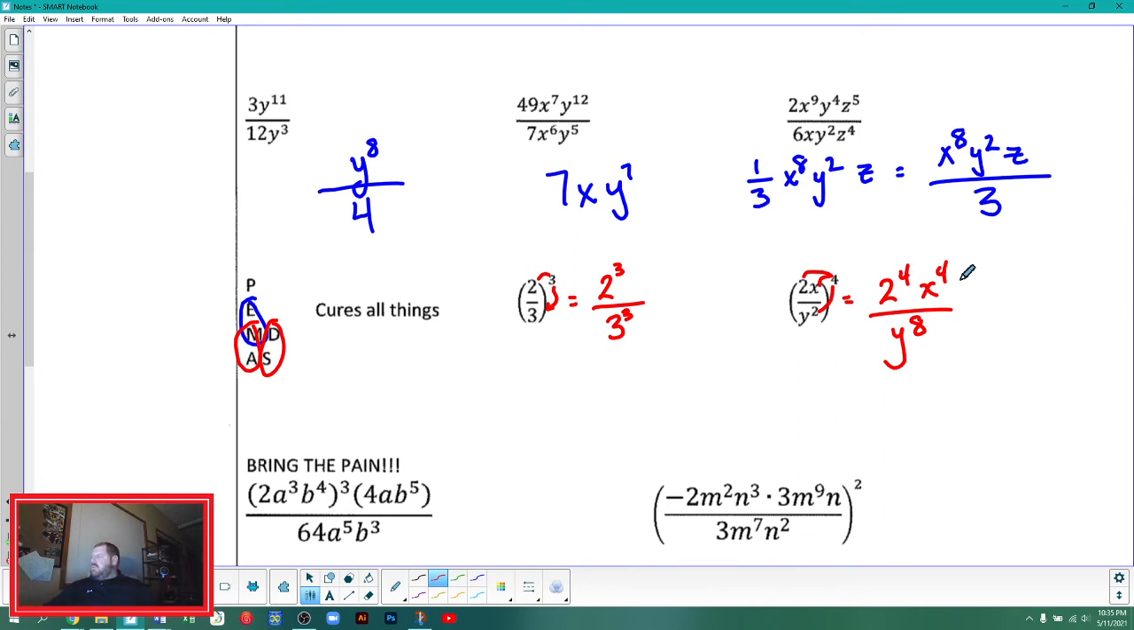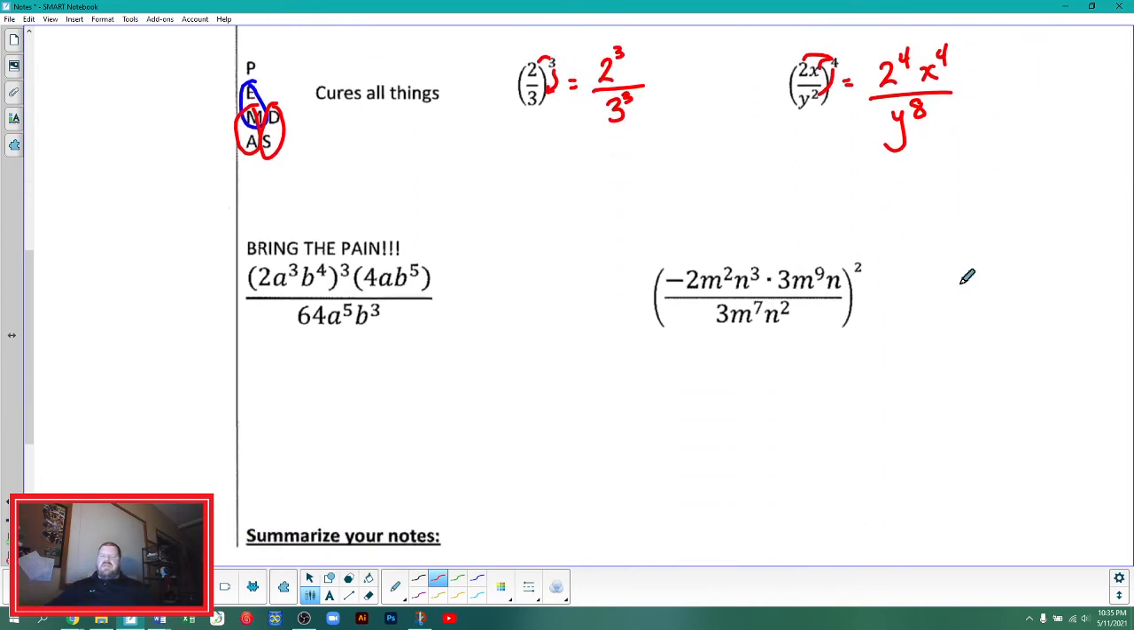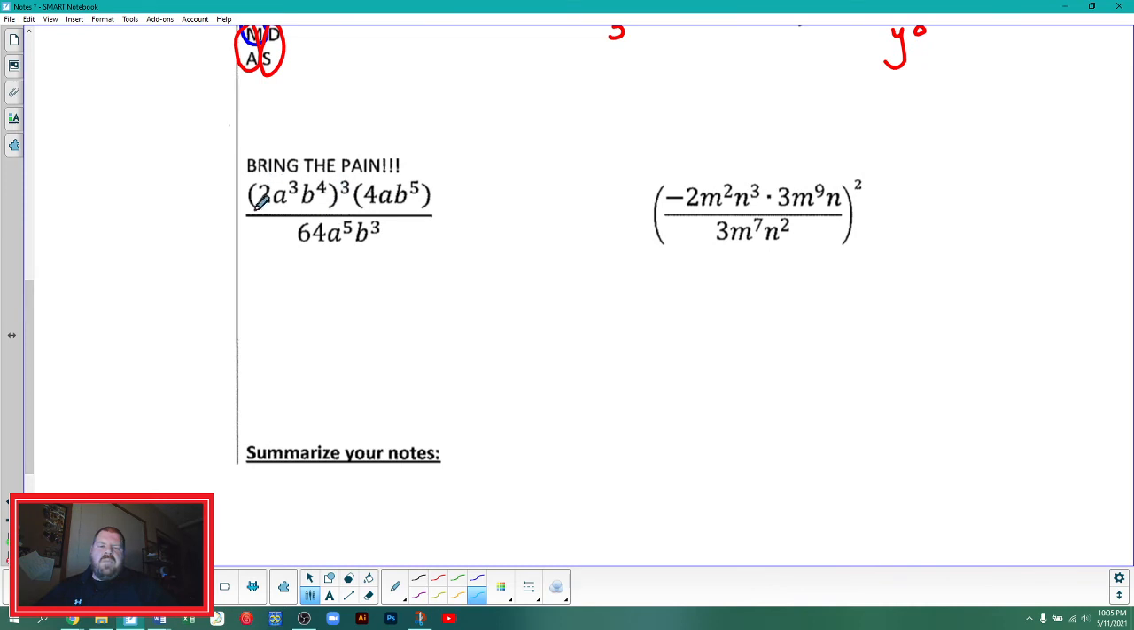Last little thing we'll talk about, some bring the pain problems. There's a lot going on here. Take it one step at a time, do what you can, try to get rid of parentheses first, and then slowly just chip away at what you have. I'm going to deal with each set of parentheses first. I'm going to think about distributing this exponent of 3 to the 2, the 3, and to the 2, the a, and the b, I guess.